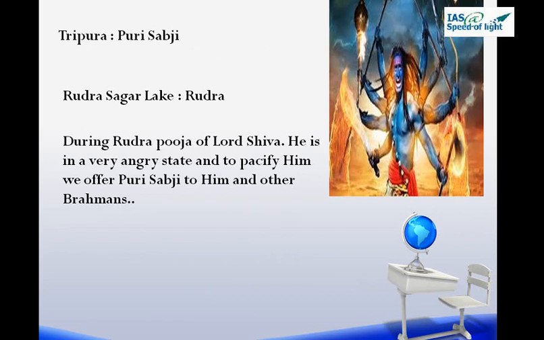So Tripura is Puri Sabji for us. So Rudra Sagar Lake. So Rudra is Lord Rudra or Lord Shiva, and during Rudra Puja of Lord Shiva, he's in a very angry state. You can see how angry Lord Shiva is in his Rudra form, and to pacify him, we offer Puri Sabji to him and other Brahmins. So when we offer Puri Sabji to Lord Shiva and other Brahmins, he becomes pacified. So Tripura Puri Sabji we offer to Rudra Sagar Lake.